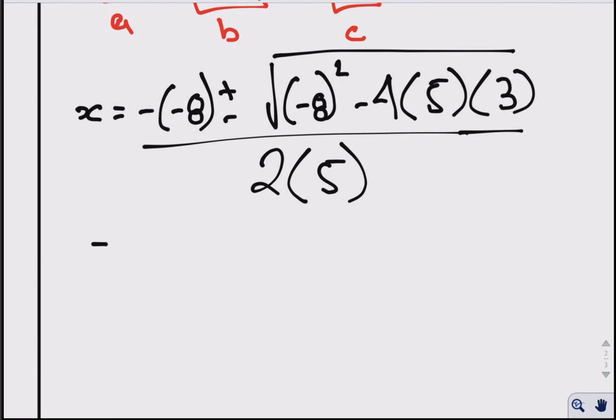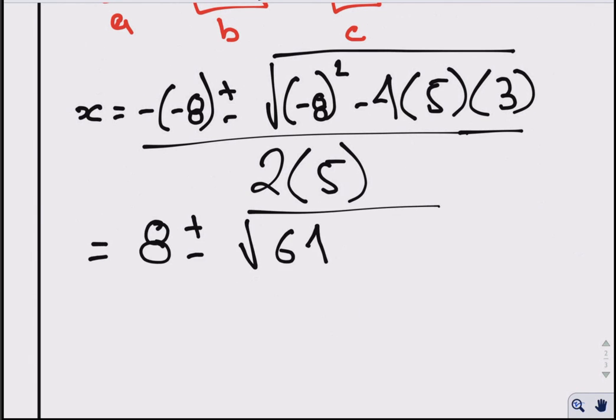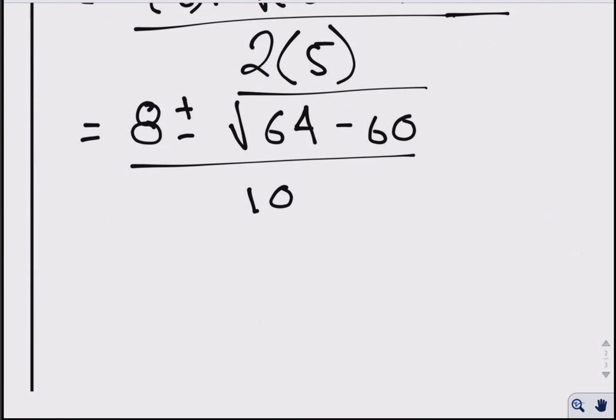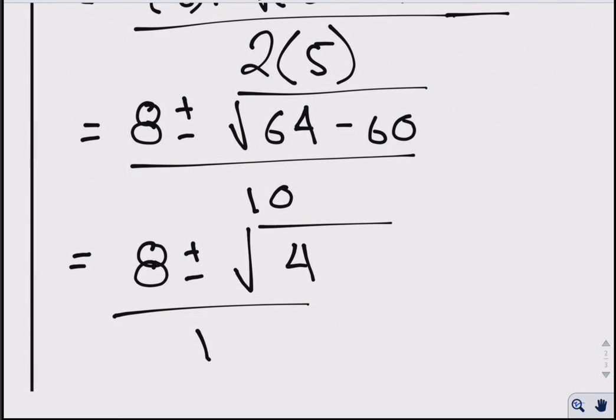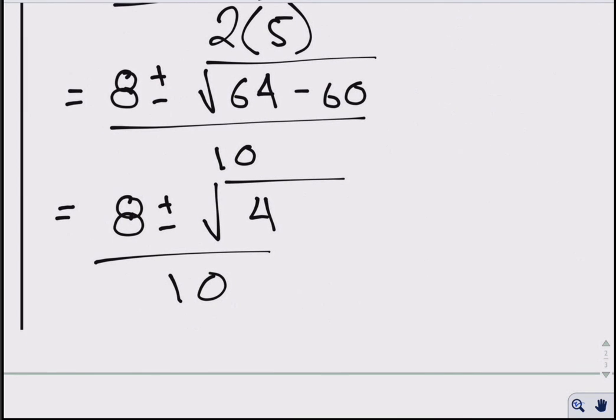So let's start doing some calculation here. Negative 8 will give me a positive 8. Plus or minus the square root of 8 squared, which is 64, and then I have minus 4 times 5 times 3, which gives me 60, all over 10. Keep going. Here I'm going to have 8 plus or minus the square root of 4 over 10. And at this point, I separate my plus minus.